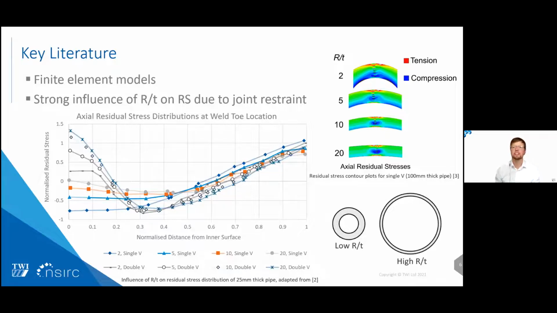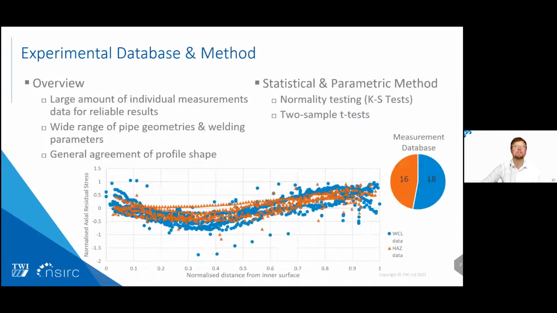These are all done through FEA, so no experimental validation has been done doing this. And one more important thing to point out is that as you approach higher R over T values, your pipe radius or your pipe curvature becomes more flat, more like a flat plate. So you might want to use a different treatment than if you were to use a very much lower R over T value. So that's what the literature says, and so we are trying to back that up with experimental data as well.